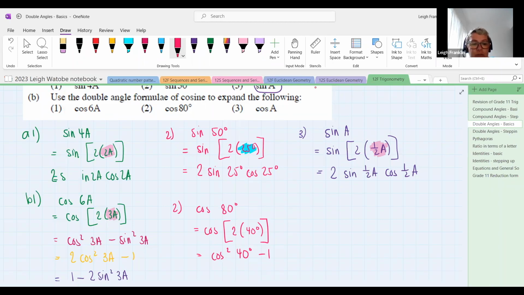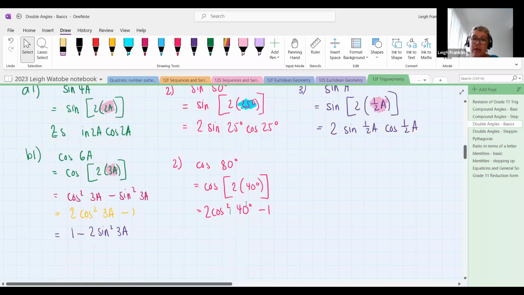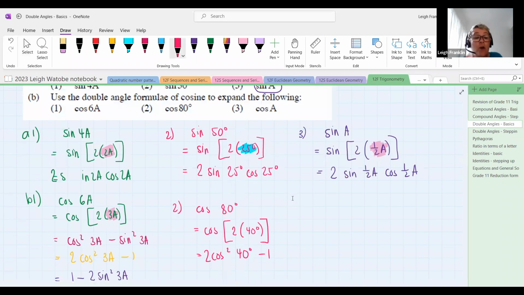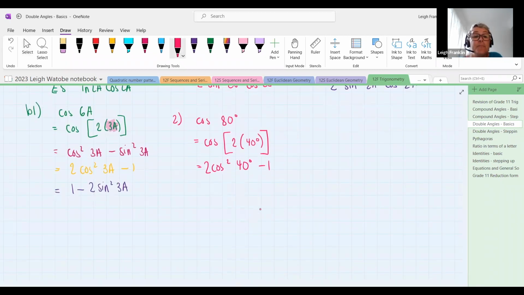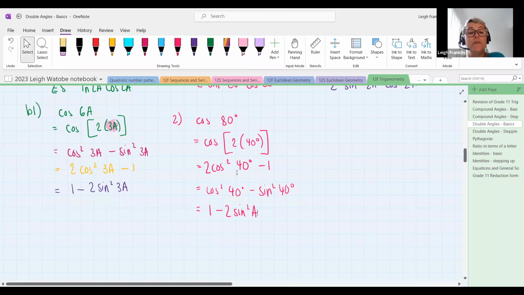Then here I just mustn't forget to put the 2 in the front. I don't know if you said that. So 2 cos squared 40 degrees minus 1. I think you did, I just didn't write it. Yes, you did. Okay, well done, Lisa. Perfect. If you wanted to write it in a different way, you could also write it as cos squared 40 minus sine squared 40. And then the third way that we would be able to write this would be as 1 minus 2 sine squared 40, like so. Good stuff.